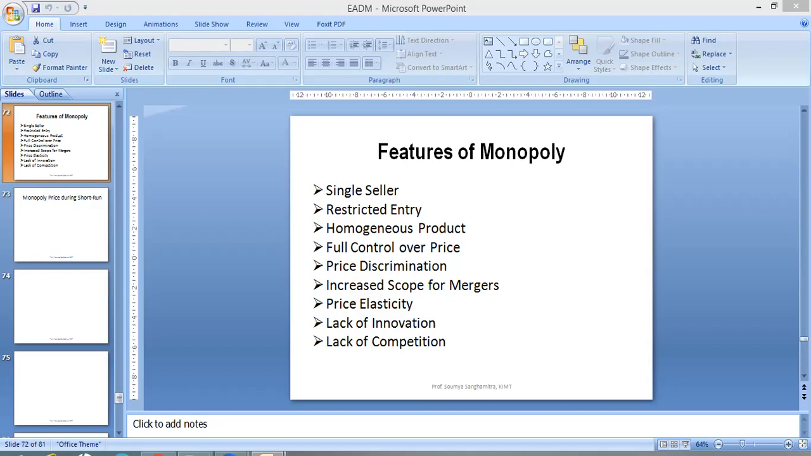Within the selected times within the time period of the monopoly theory.